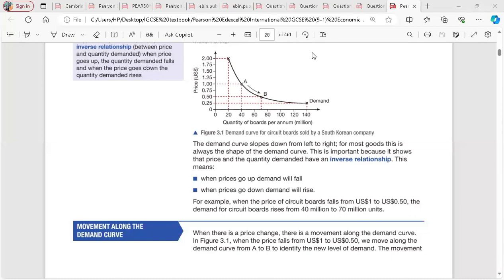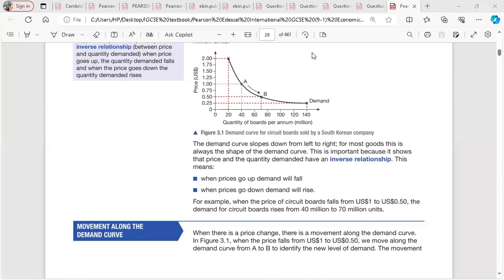So there's always an inverse relationship for figure 3.1. So look at it. When the price falls from A to B, from 1 to 0.75, the quantity demanded increases from 40 to 60 to 65 or to around 70. Do you get it?